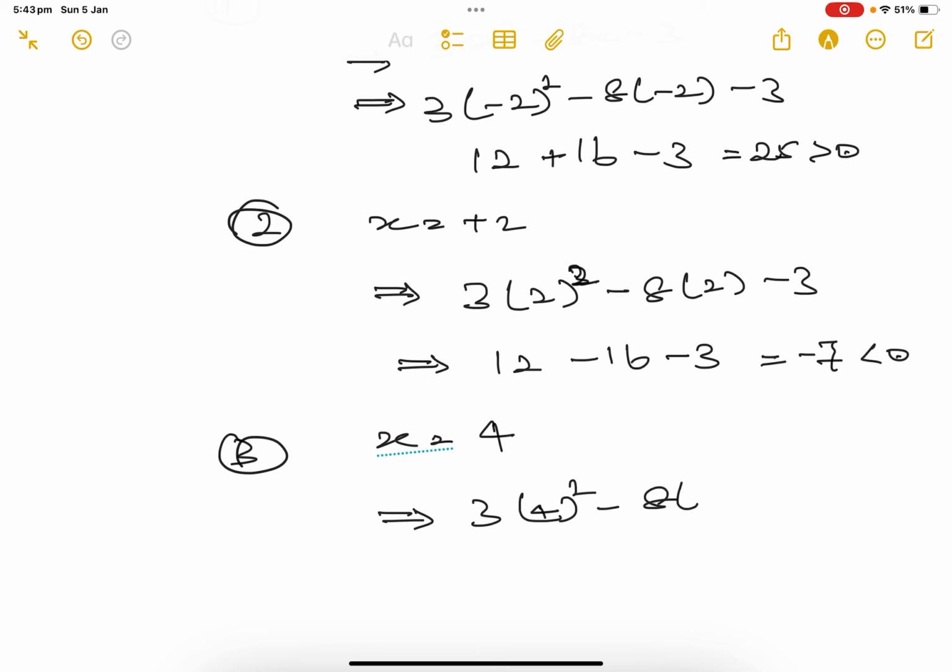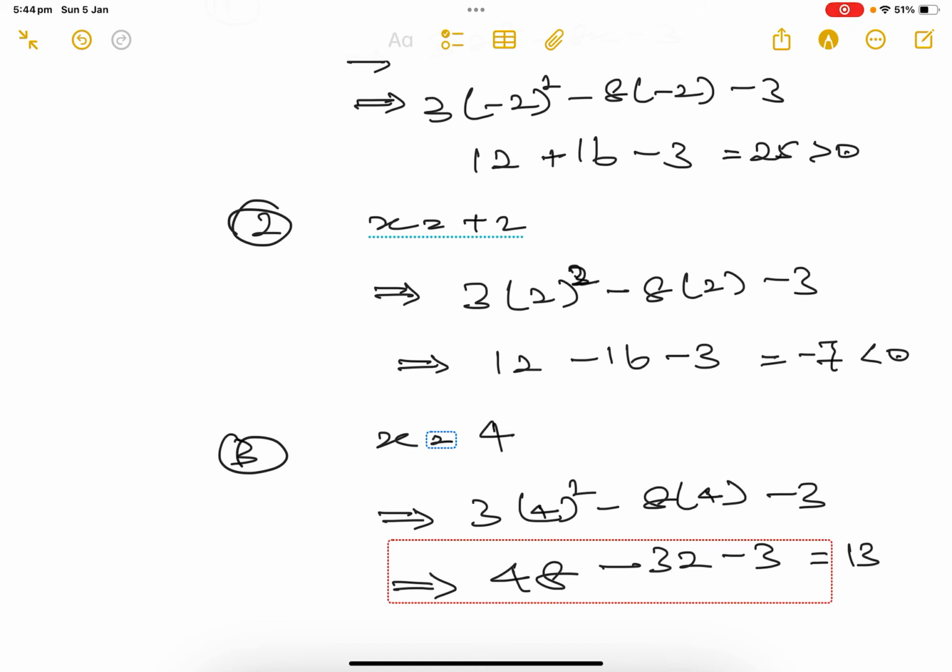Squared as 8 times 4 minus 3, that is 16, 3, 48, as 32 minus 3. 48 minus 32 is 16, minus 3 is 13. So 48 minus 3, that is greater than 0.